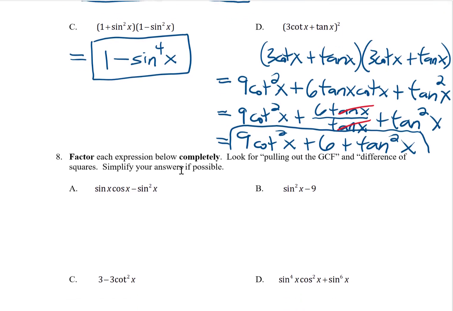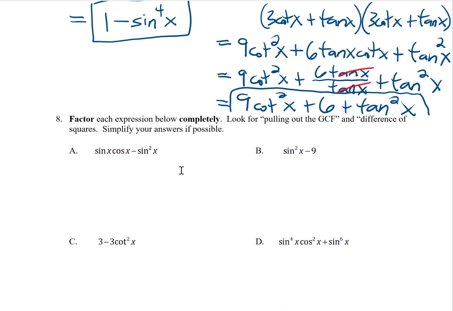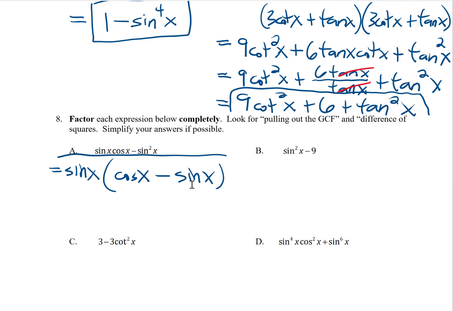Now we'll go backwards in problem number 8. The goal is now to factor, to take these answers to multiplication problems and write down the original problem. The first step always is to look for a GCF. So in part A, I have 2 terms. I have a sine x that's in common to both. So I can pull that out to the front, leaving me with cosine x here and 1 of the sine x's here. There's no way I can continue factoring, and so this is the answer.